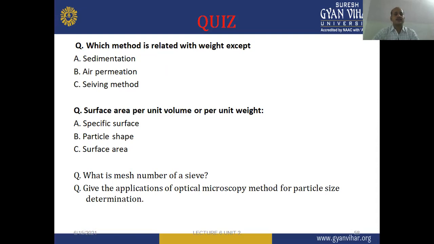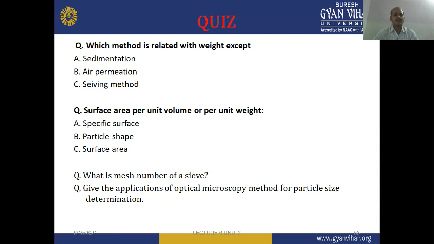Next one is which method is not related with the weight distribution. So you have to tick the method which is not related with the weight distribution. First one is the sedimentation. B option is air permeation method. C option is sieving method. So sedimentation method, air permeation method, or sieving method, what is the method which is not related with the weight distribution? So except that method, you have to tick the suitable answer.